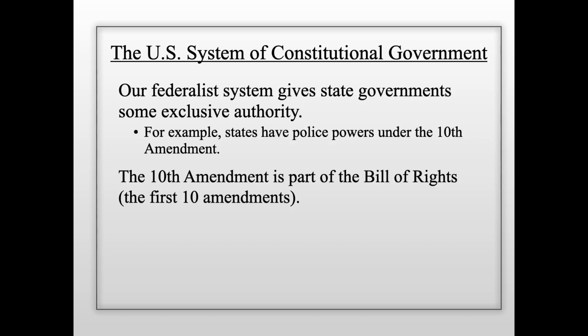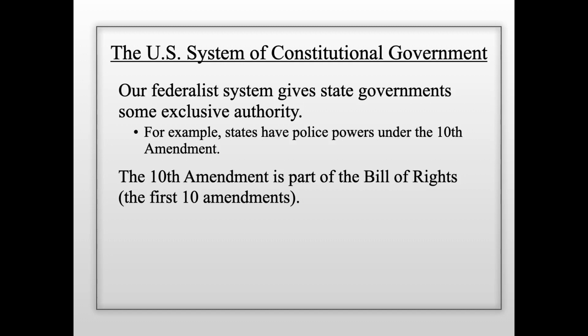Right. So the 10th Amendment is part of the Bill of Rights, which is the first 10 amendments to the Constitution, which lays out the rights of the people, that spells out the rights of the people. So remember, one of the three things that the Constitution is designed to do is to protect the people's rights, and the Bill of Rights is what does that by spelling out clearly what the rights of the people are.